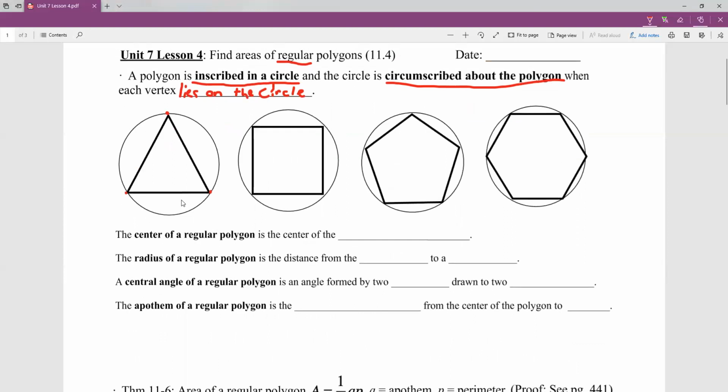The center of the polygon: all of these are regular polygons, and all regular polygons can have a circle circumscribed about the polygon. That's the case for any regular polygon. You can draw a circle that goes through all the vertices of the shape. So when we talk about the center of the polygon, we're really talking about the center of the circle.